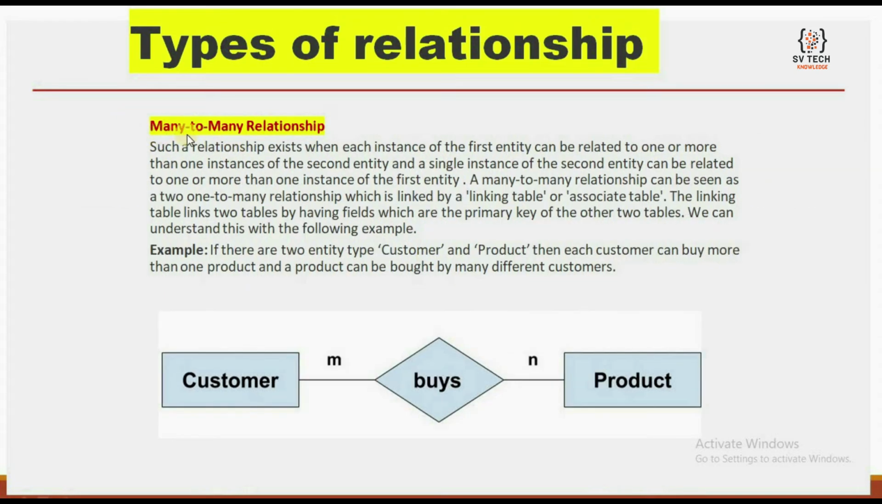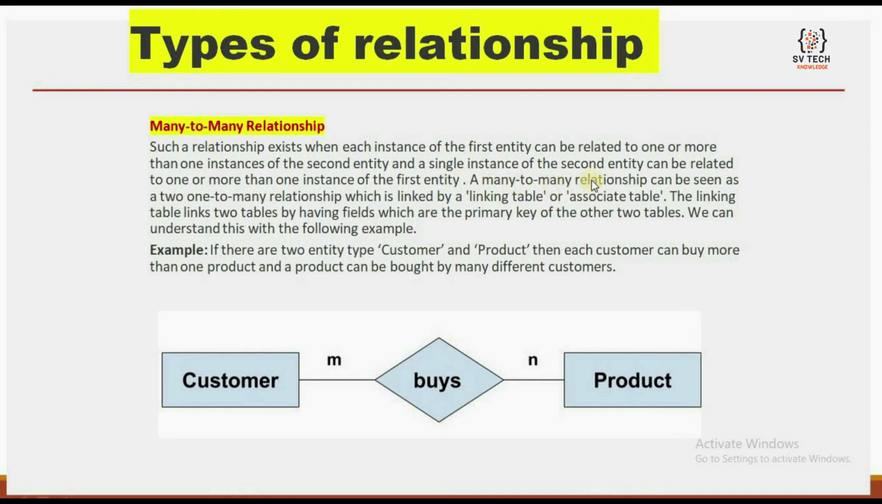Last one, many to many relationship. Such a relationship exists when each instance of the first entity can be related to one or more than one instances of the second entity, and a single instance of the second entity can be related to one or more than one instances of the first entity.